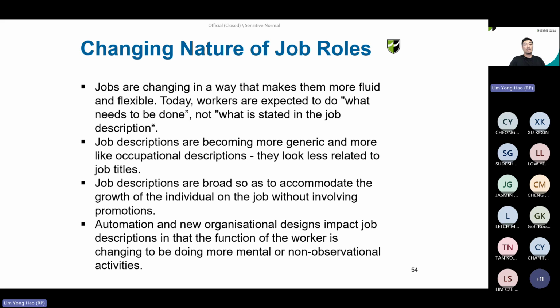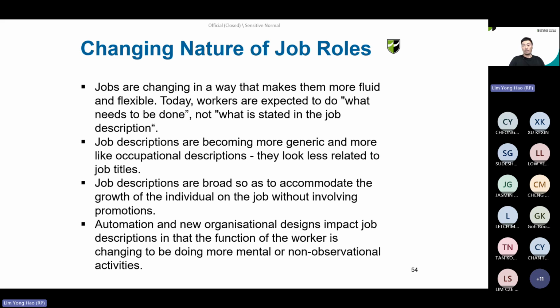So with the changing nature of job roles, some of this way of looking at job description and job classification may be a bit more inflexible. You may not be able to cater to a fast-changing environment. So how can this aspect, job analysis, job description, job specification, even thinking about job family, be a bit more fluid, a bit more flexible?